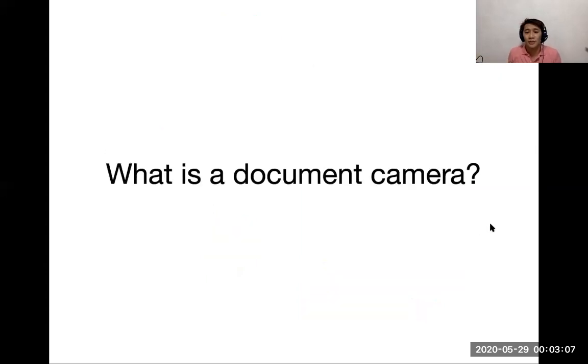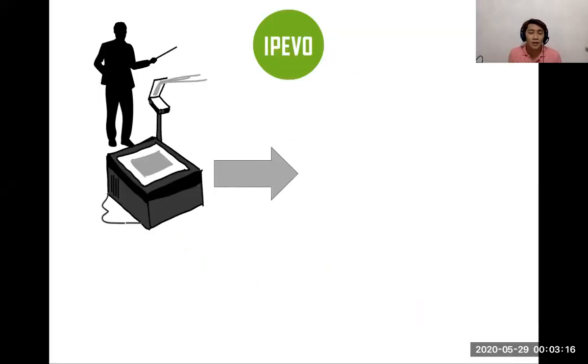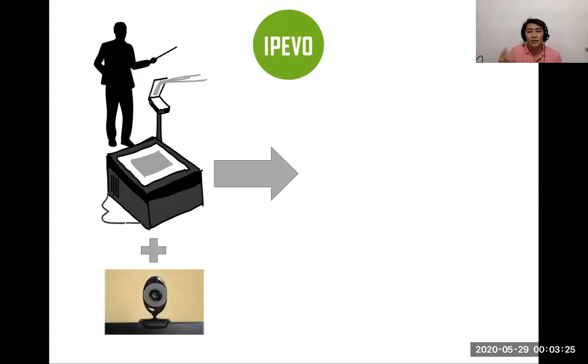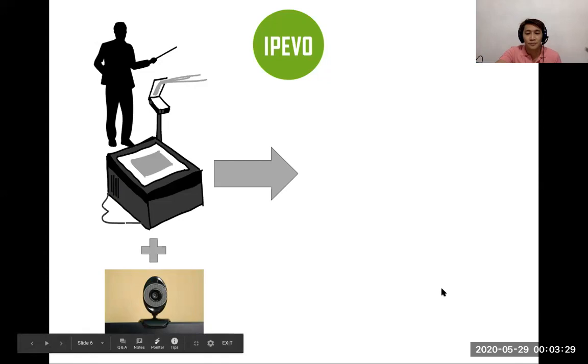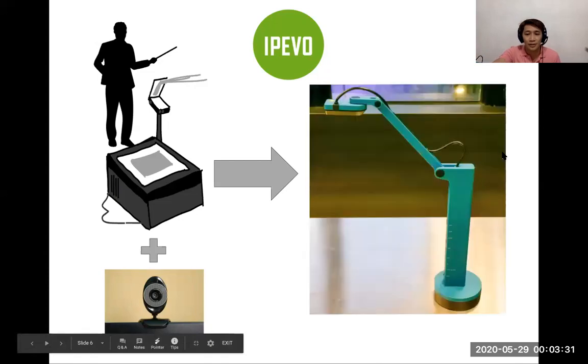So here's a question. What is a document camera? Since IPEVO is known for making document cameras, people may ask. Essentially, a document camera is like a modern day overhead projector, like this device right here, as well as a webcam. So it's a combination of an overhead projector plus a webcam. And you get a result like this. This is our latest model called VZX. It's very, very popular right now.